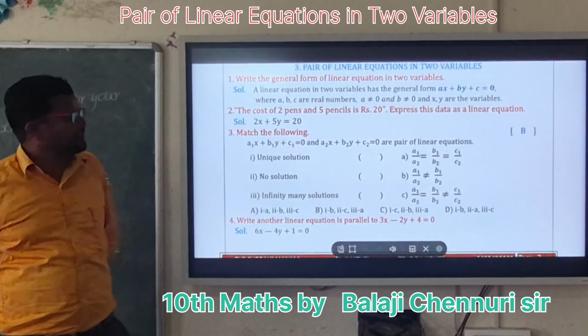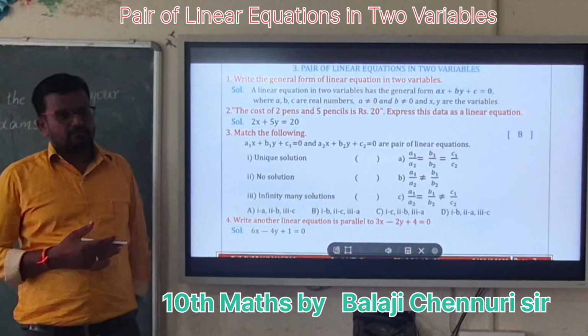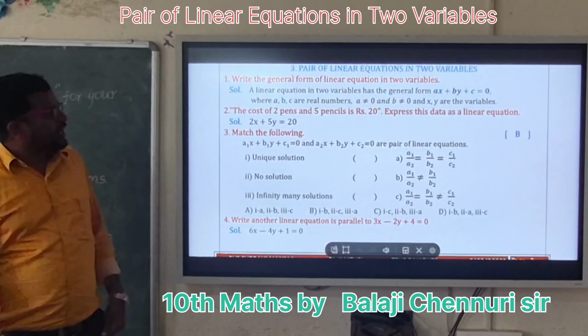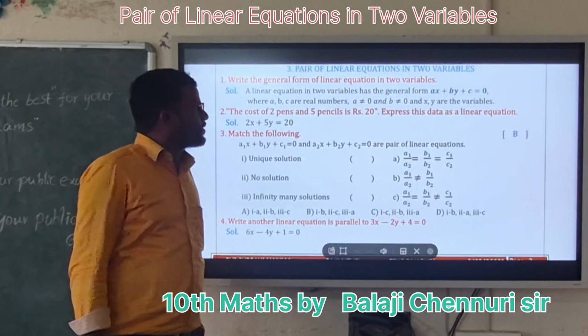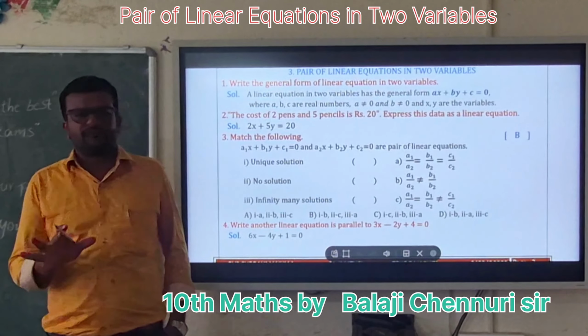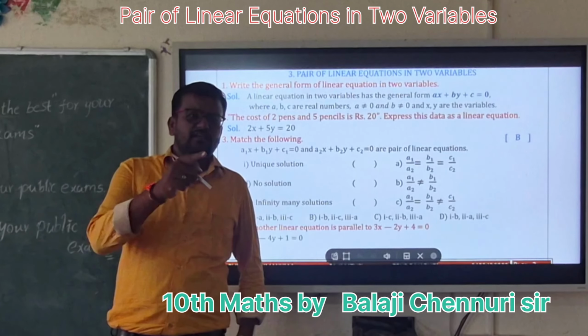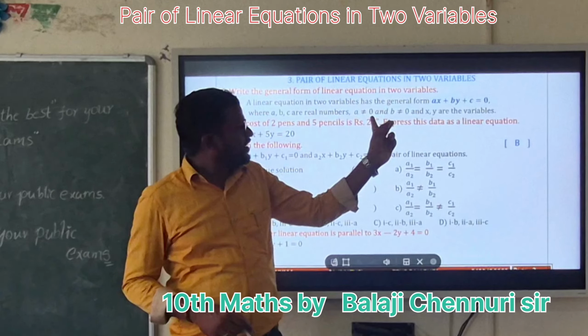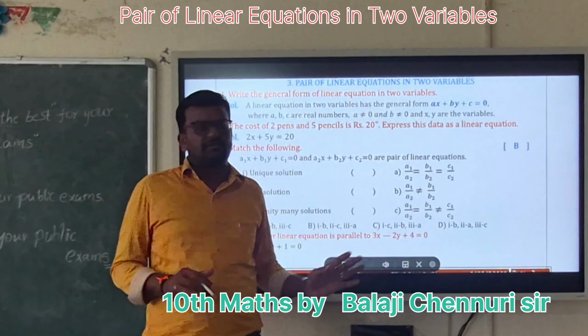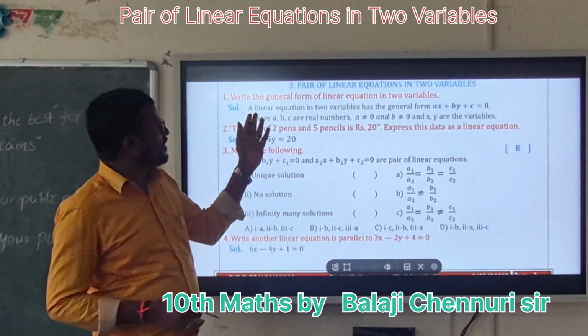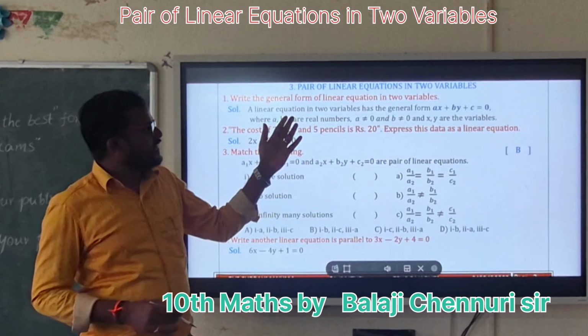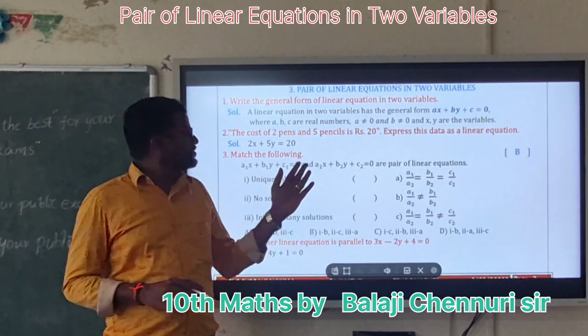Pair of linear equations in two variables. Write the general form of a linear equation in two variables. What is the general form? Ax + by + c = 0, where a is not equal to 0 and b is not equal to 0. This is the standard form of a general linear equation in two variables.